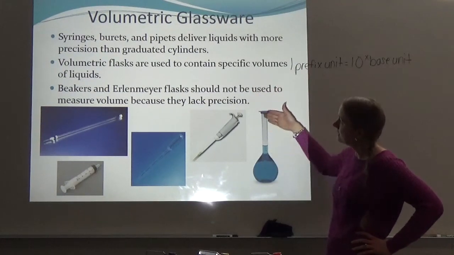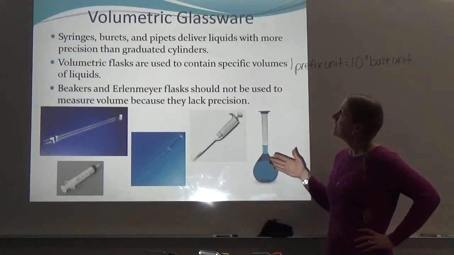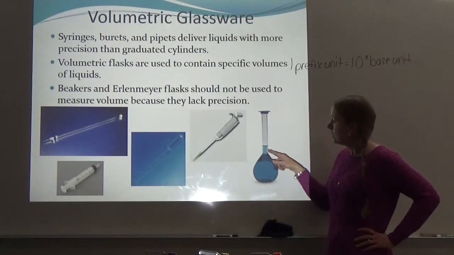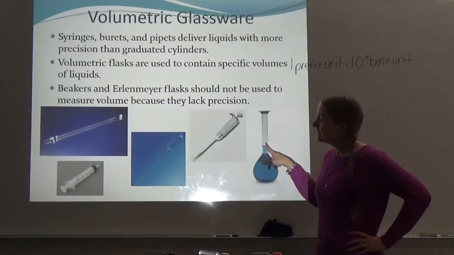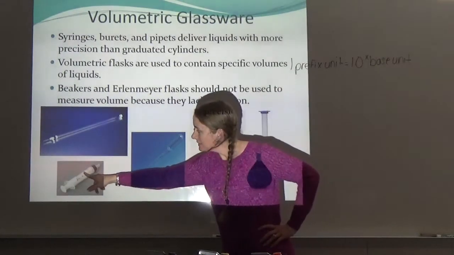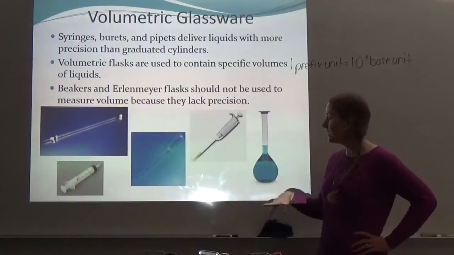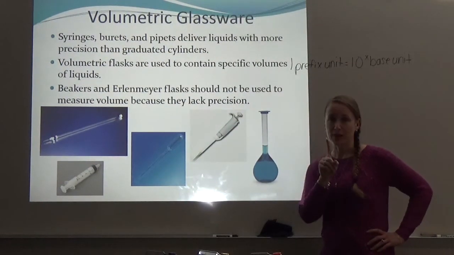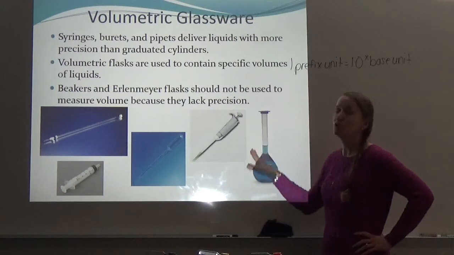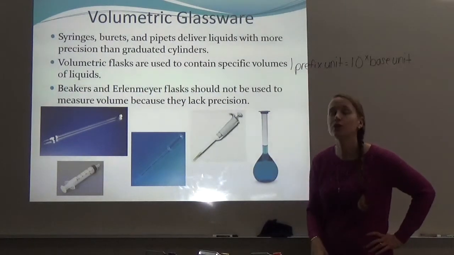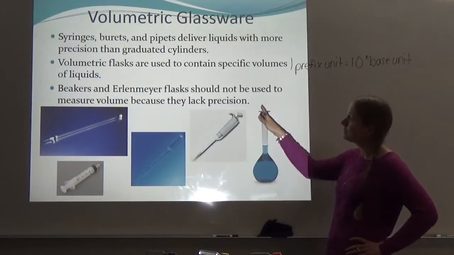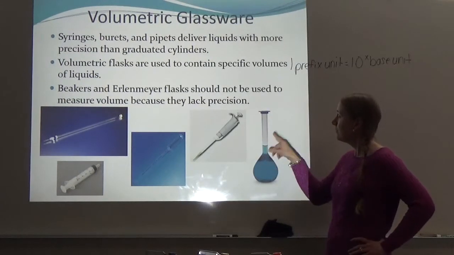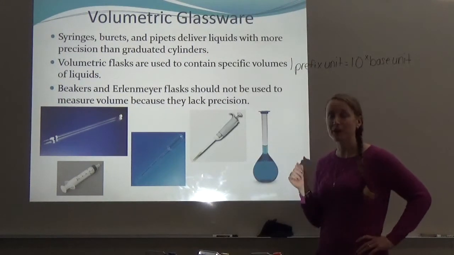Volumetric flasks, like this, are used to contain a specific volume. So when you look at a volumetric flask, instead of having different lines, like a lot of glassware does, there is literally one line. It measures one amount. So as you can imagine, if your job is just to measure one amount, you're going to be pretty accurate. So volumetric flasks are really accurate, but the downfall is they only measure one amount each.